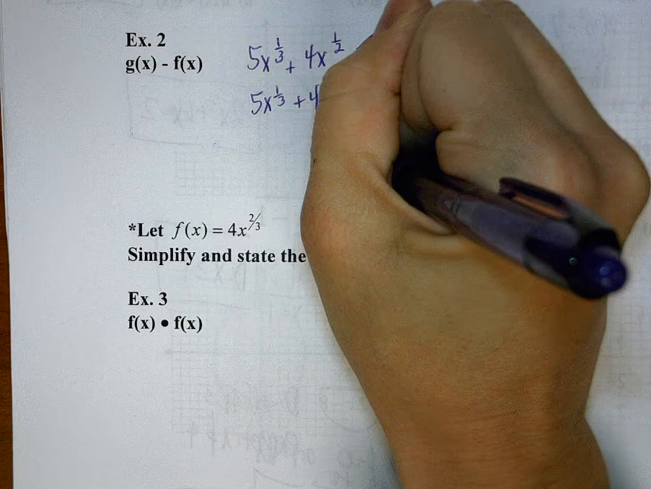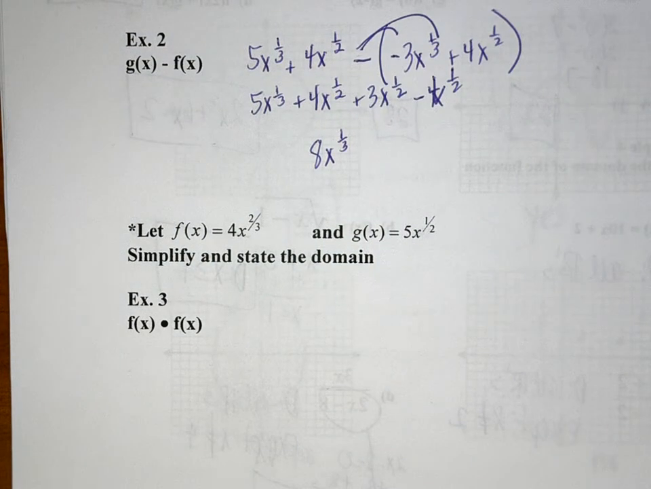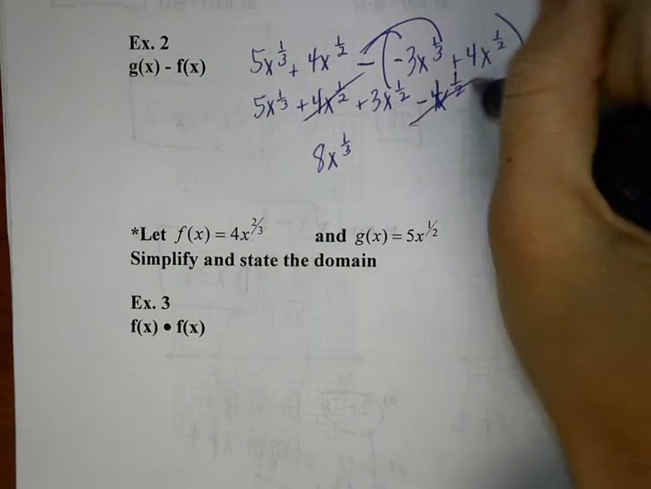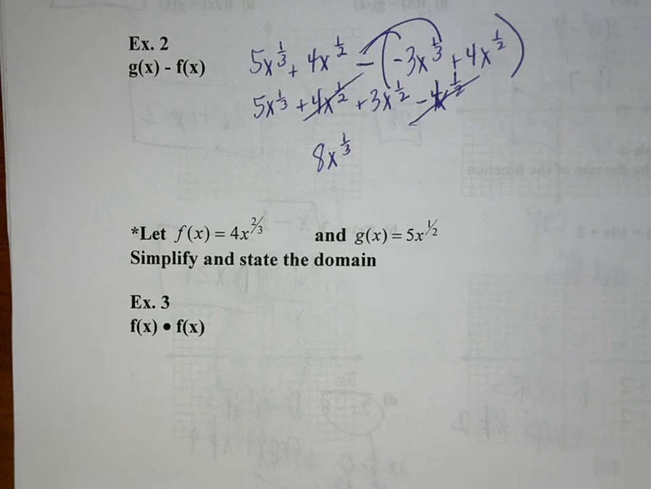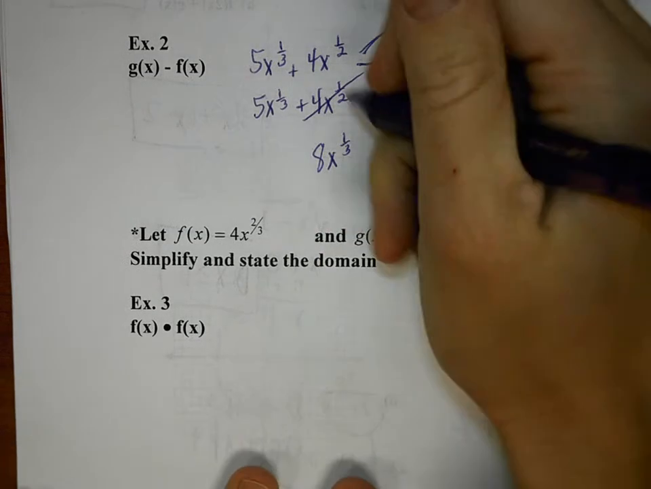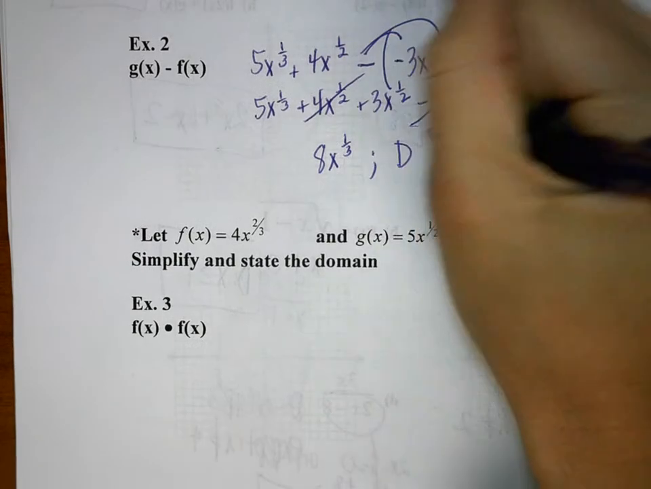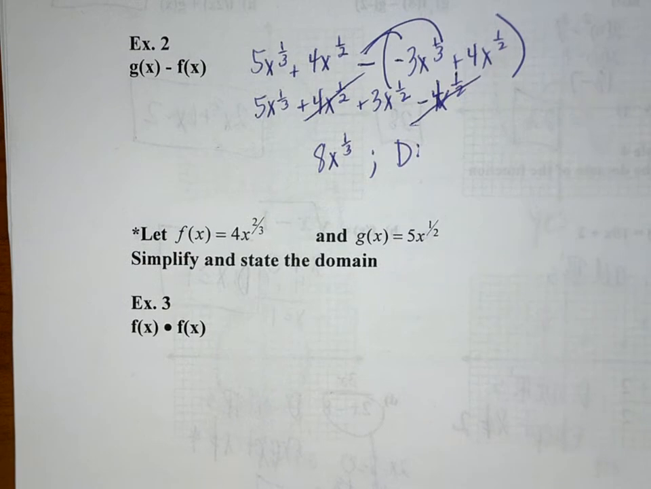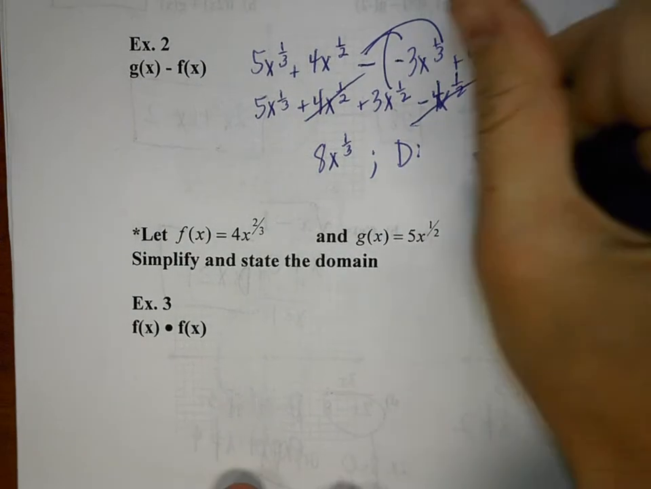8x to the 1/3. And the 4x and the negative 4x cancel out, right? You have a positive 4 and negative 4. Okay, so I've simplified. Now, what is my domain on this one? Very good. You were listening.